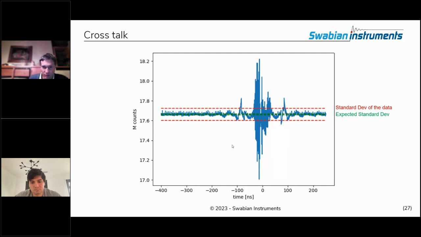You see here the green lines are what the standard random noise would be if it was random noise, and the red line is the RMS of this sample. But actually, you don't need to calculate this. You see by eye that this is not random noise. This is really structure.